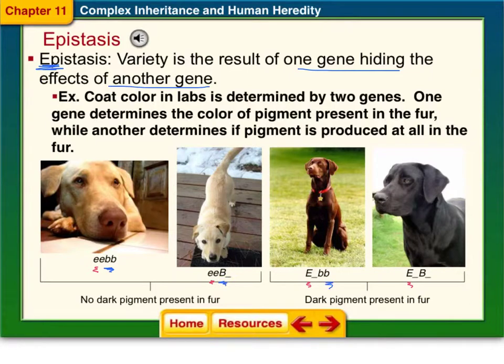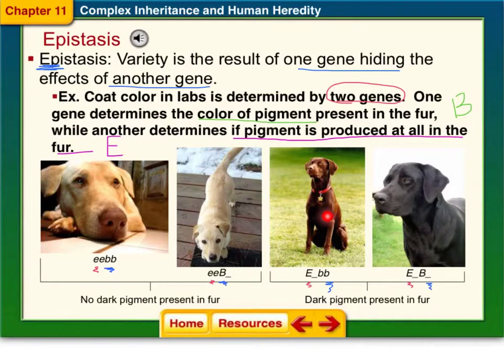This particular example is looking at Labrador retrievers. Labrador retrievers have 4 basic colors: black, chocolate, white, and yellow labs. These 4 colors are actually controlled by only 2 genes. We're going to use the letter B and the letter E for those 2 genes. One gene, B, determines the color of pigment, so that's either black or brown pigment.